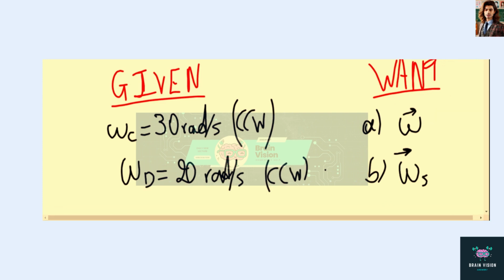So for problem 15.199, we're given the planetary gear system of the drawing, the angular velocity of gear C, which is 30 radians per second, and the angular velocity of gear D, which is 20 radians per second, both counterclockwise viewed from the right. We've been asked to calculate the common angular velocity of gears A and B, and the angular velocity of shaft FH.